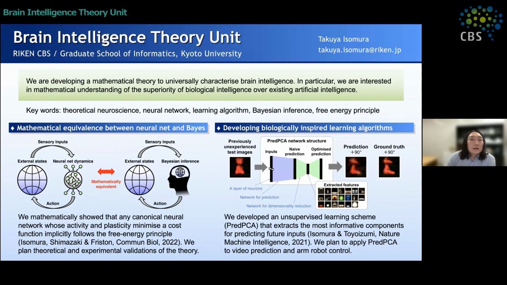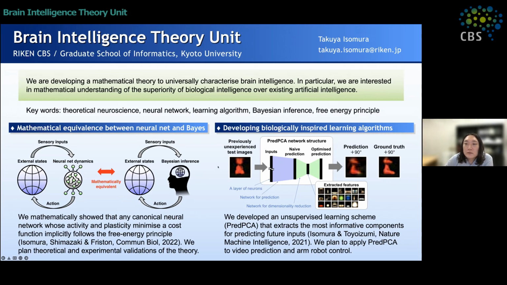In summary, our group is working on developing a mathematical theory to universally characterize brain intelligence, in particular focusing on what is the superiority of brain intelligence over existing artificial intelligence. As I mentioned, we are particularly focused on the mathematical equivalence between neural networks and variational Bayes. And we are now planning to validate this theory mathematically and experimentally.